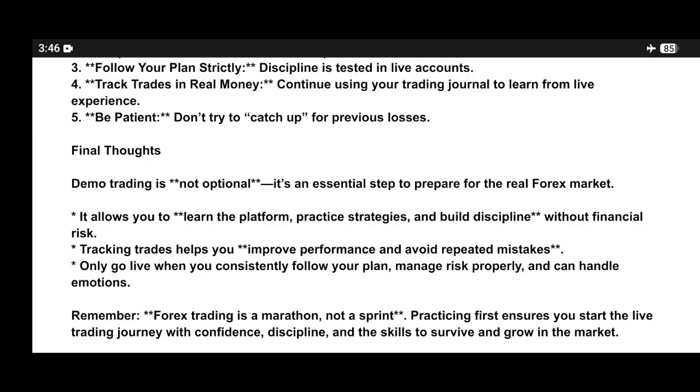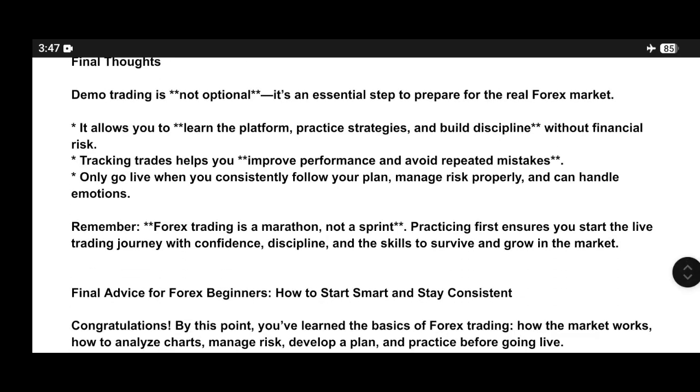It is an essential step to prepare for the forex market. It allows you to learn the platform, practice strategies, and build discipline without financial risk. Tracking trades helps you improve performance and avoid repeated mistakes. Only go live when you consistently follow your plan, manage risk properly, and can handle emotion. Remember, forex trading is a marathon and not a sprint.